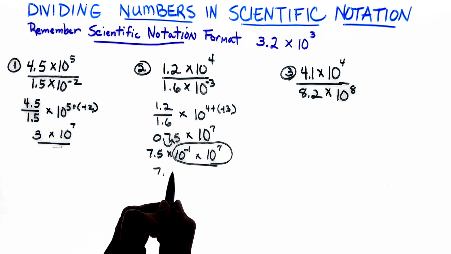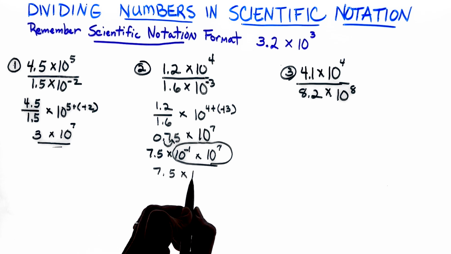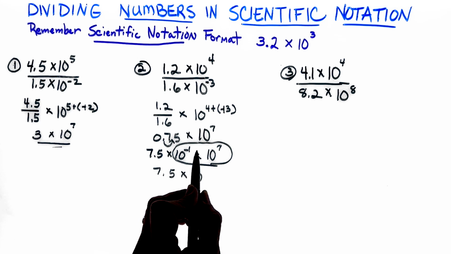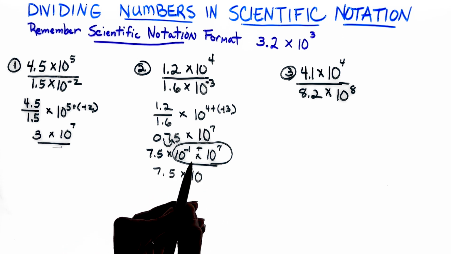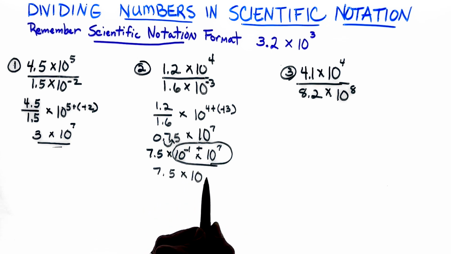So it's 7 and 5/10 times 10. Remember, when we multiply, we add the exponents. So it's a negative 1 plus 7, which is going to be a 6. And here is our answer.